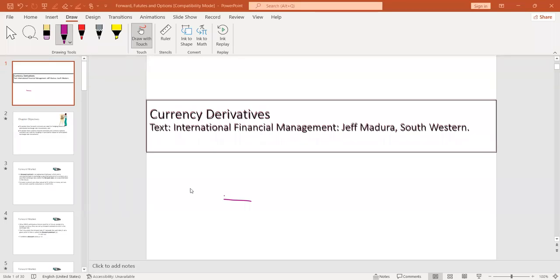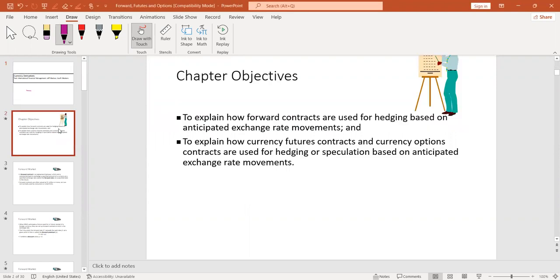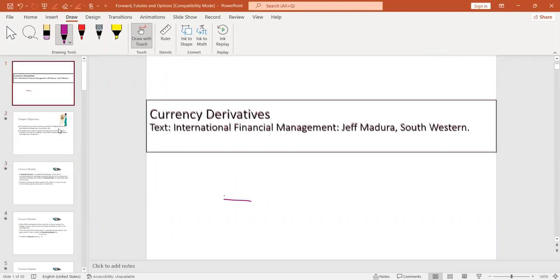So dear students, we are going to start currency derivatives, and here we are following the text International Financial Management, written by Jeff Madura. Before entering into the various types of currency derivatives, known as forward, futures, and options, it is very important to understand the word derivative.